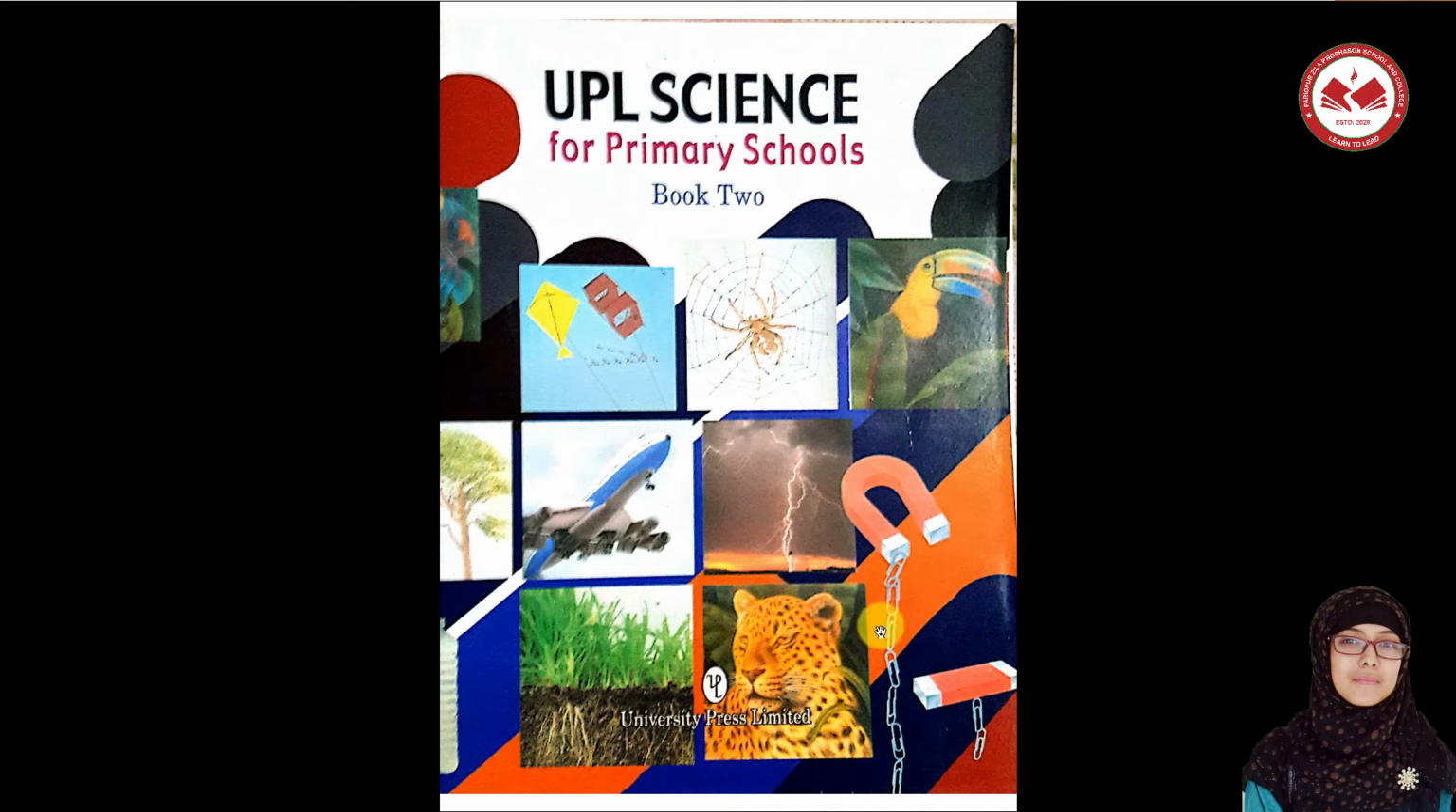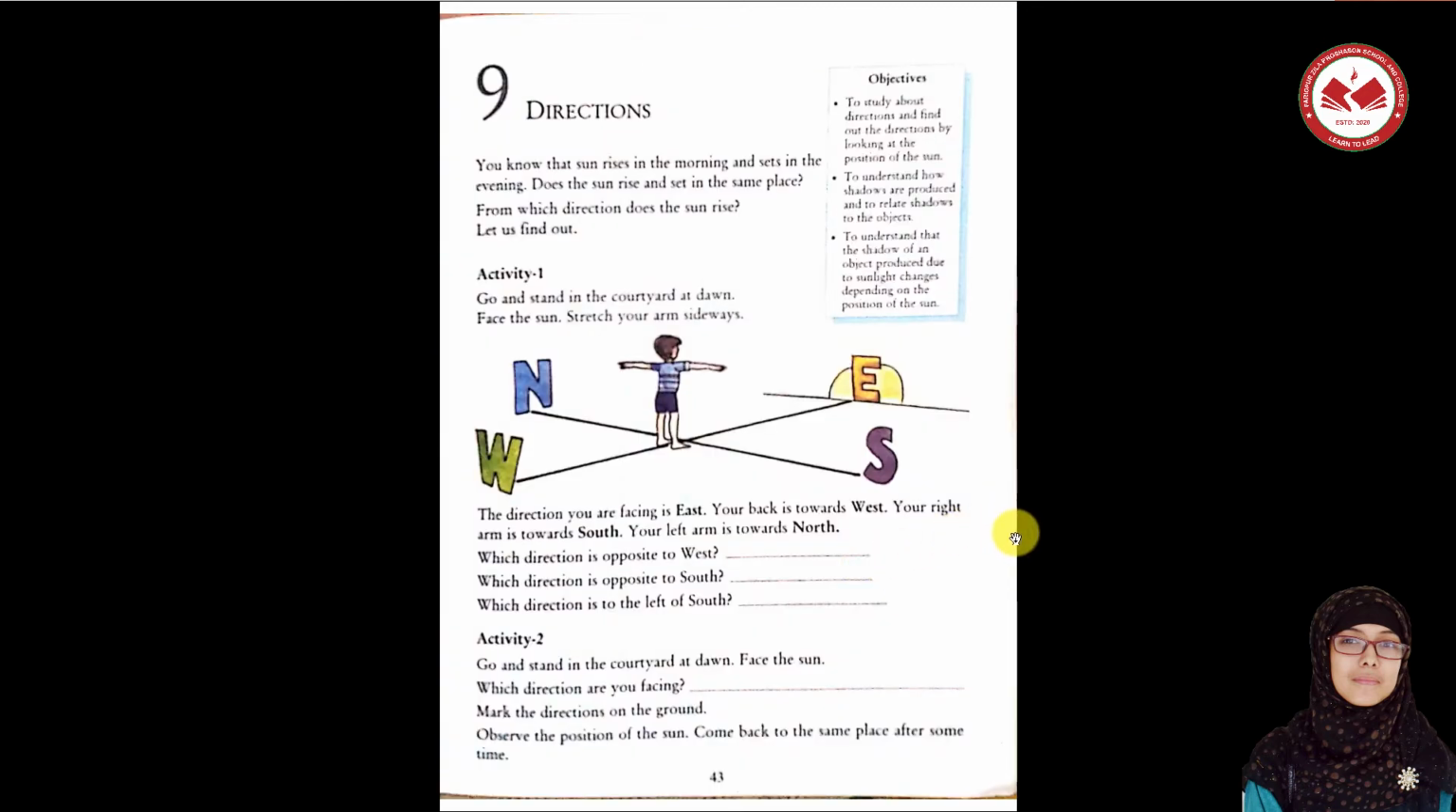Okay, so I request you all to please open page 43 of your book UPL Science. So as you can see, page 43, the name of our lesson is directions. So you can easily understand that we will learn about different directions in this chapter, like different ways and paths. Okay, so let's begin reading from the first.